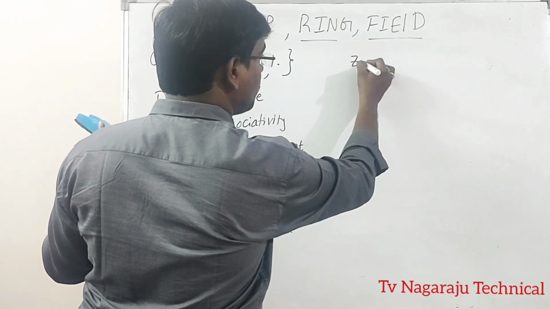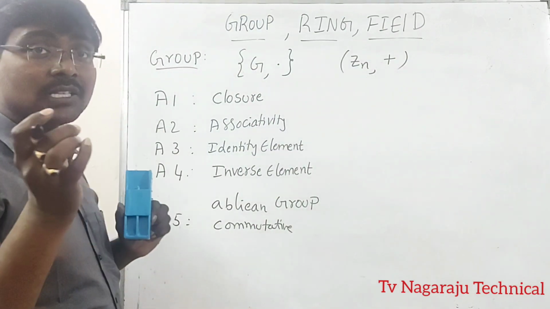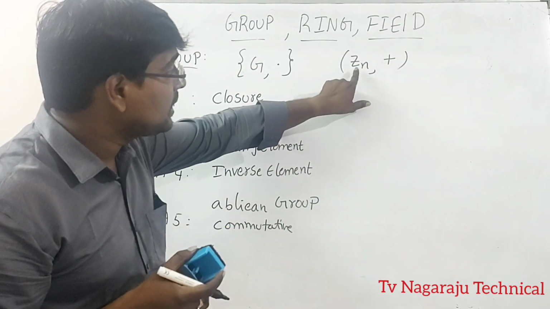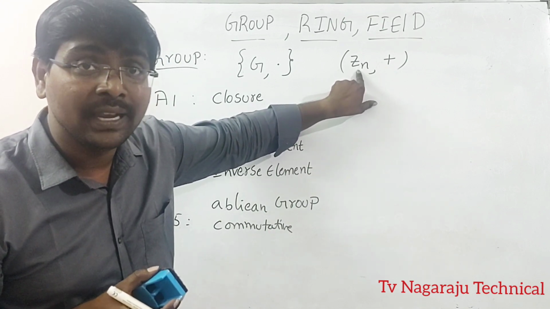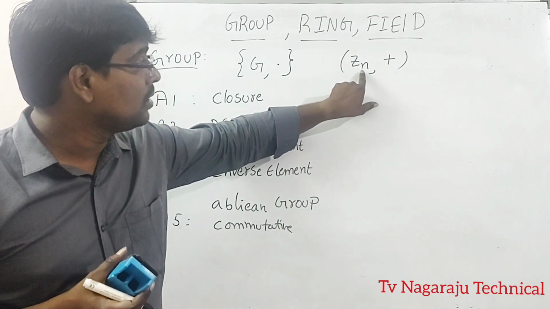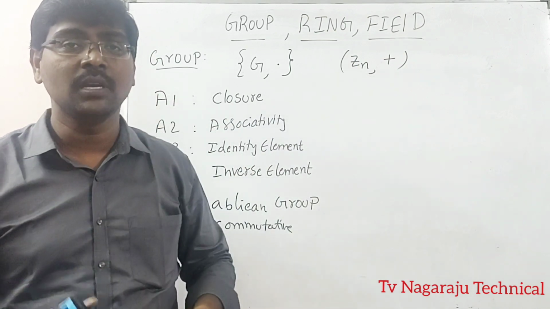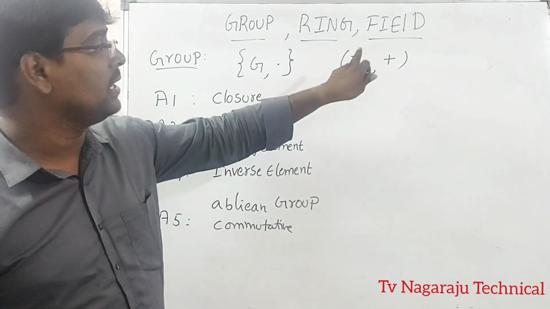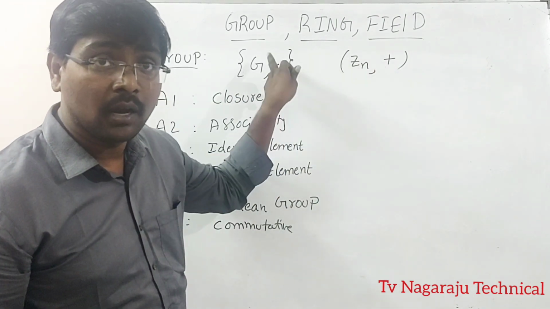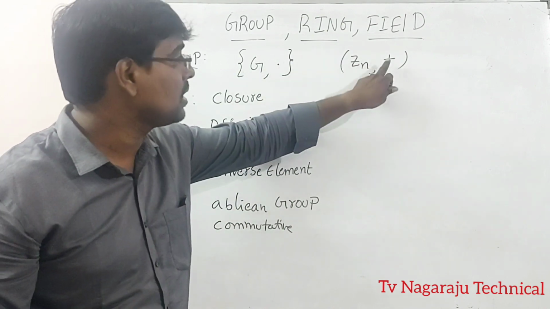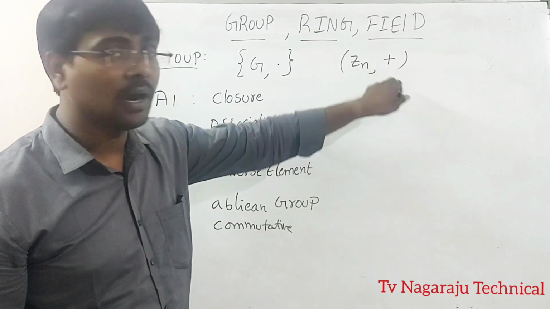Assume my example is Zn comma plus. What is Zn? Zn is the set of residue integers. You already know the concept of Zn. Zn is residue integers, means all possible integers. Assume my dot is plus. Here dot is any binary operator, either addition, multiplication, subtraction, etc.